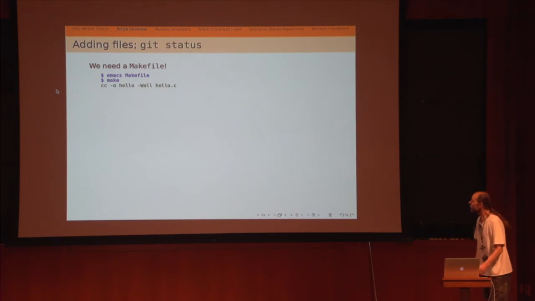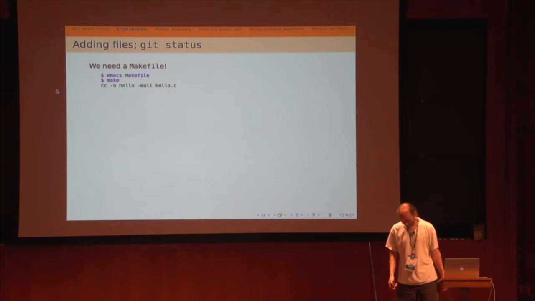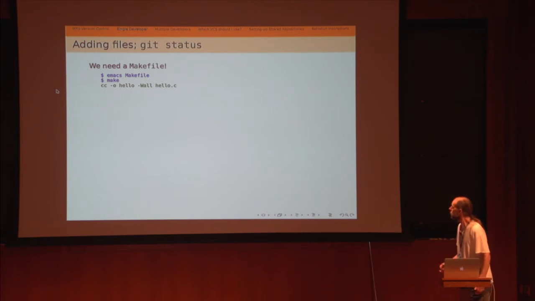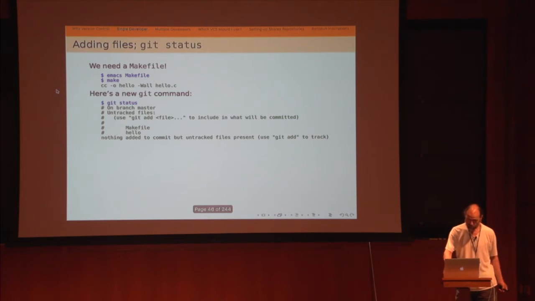Okay. The next thing is we need a makefile. Now, maybe you don't like make, maybe you like CMake, or you like scons, or something like that. But the point here is that I want to add a file. I want to be able to not type cc all the time. So I do that. I use Emacs, I create a makefile, I type make, and I'm happy.